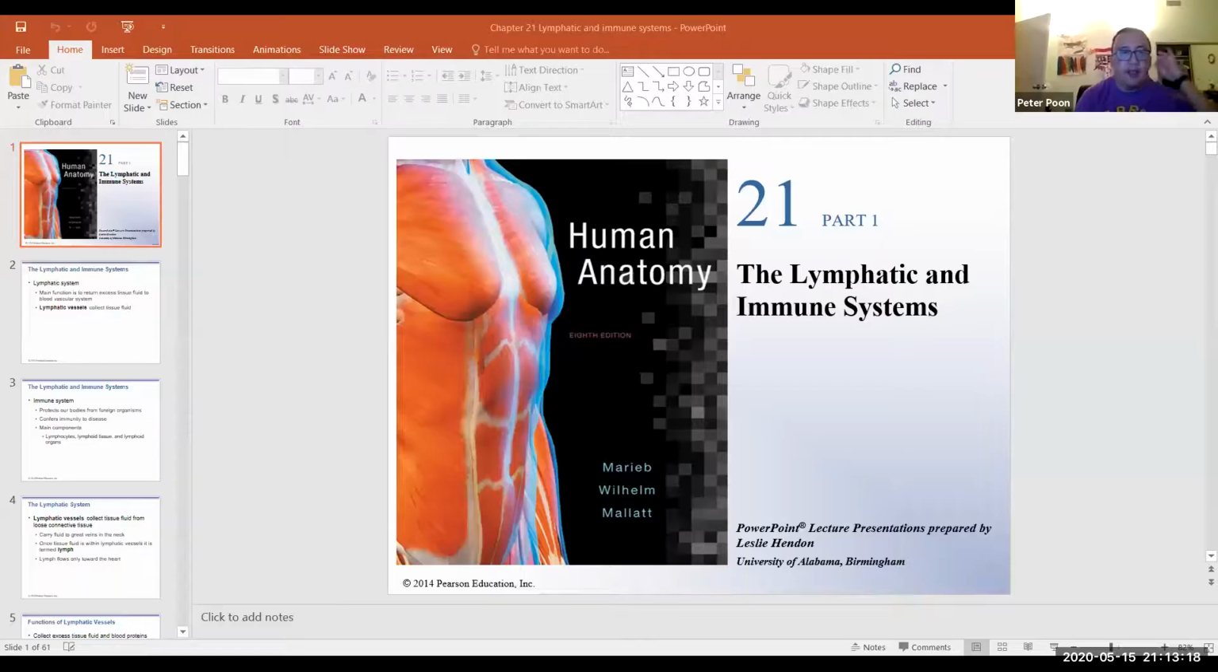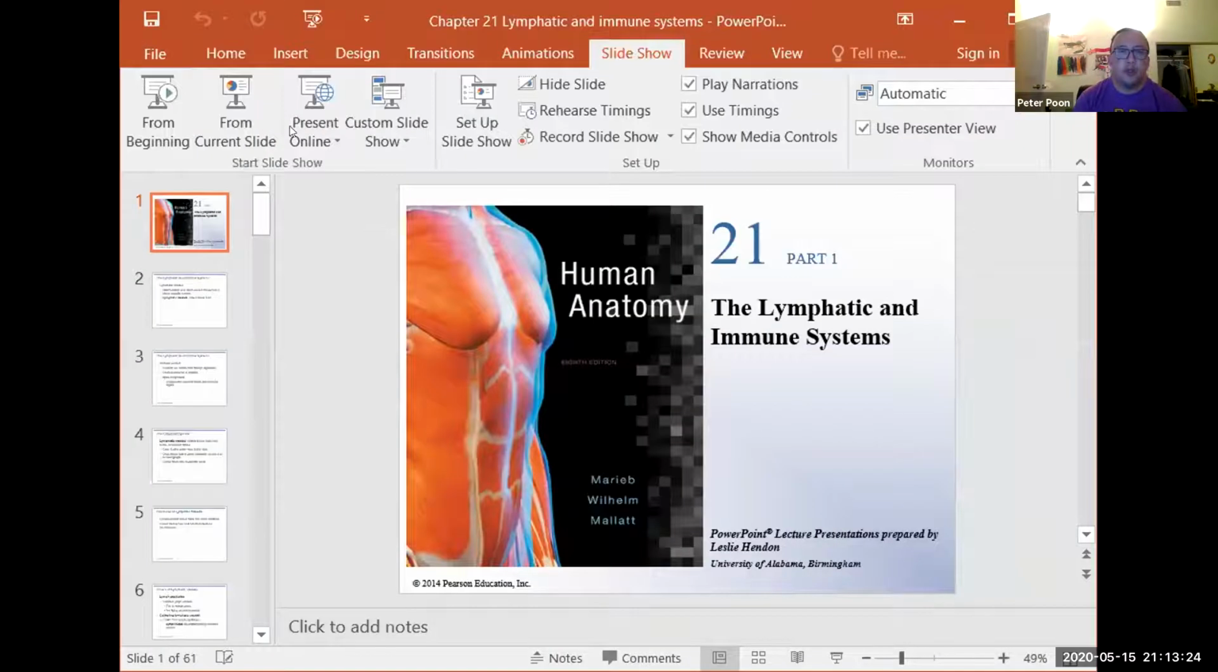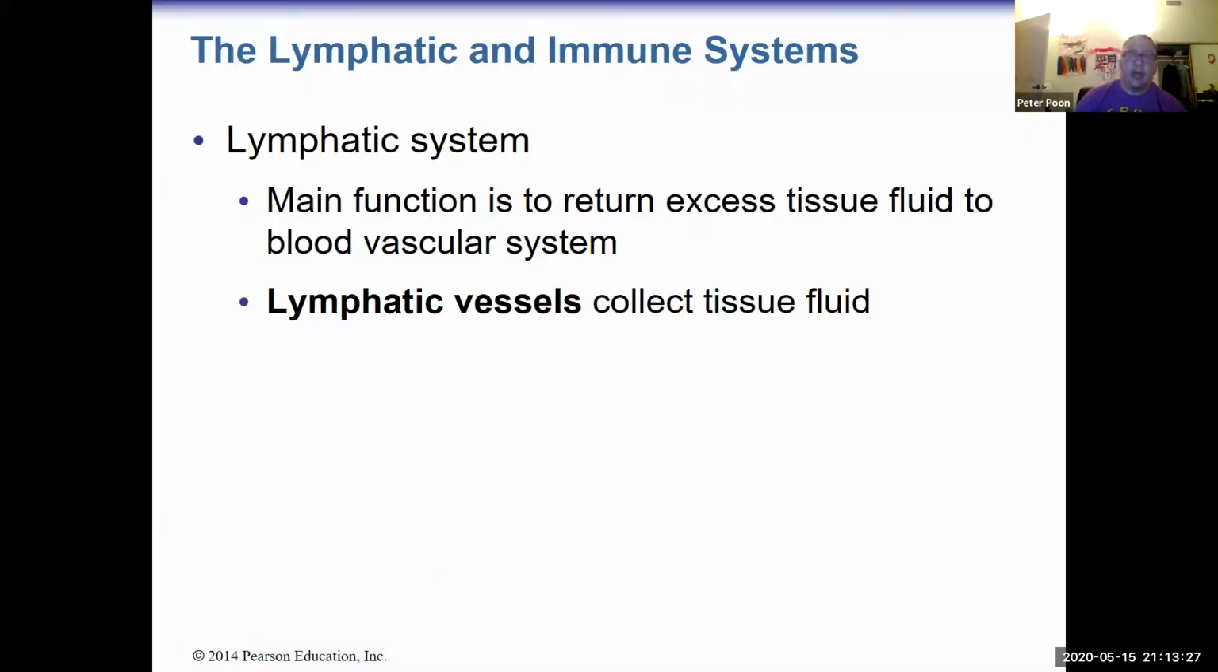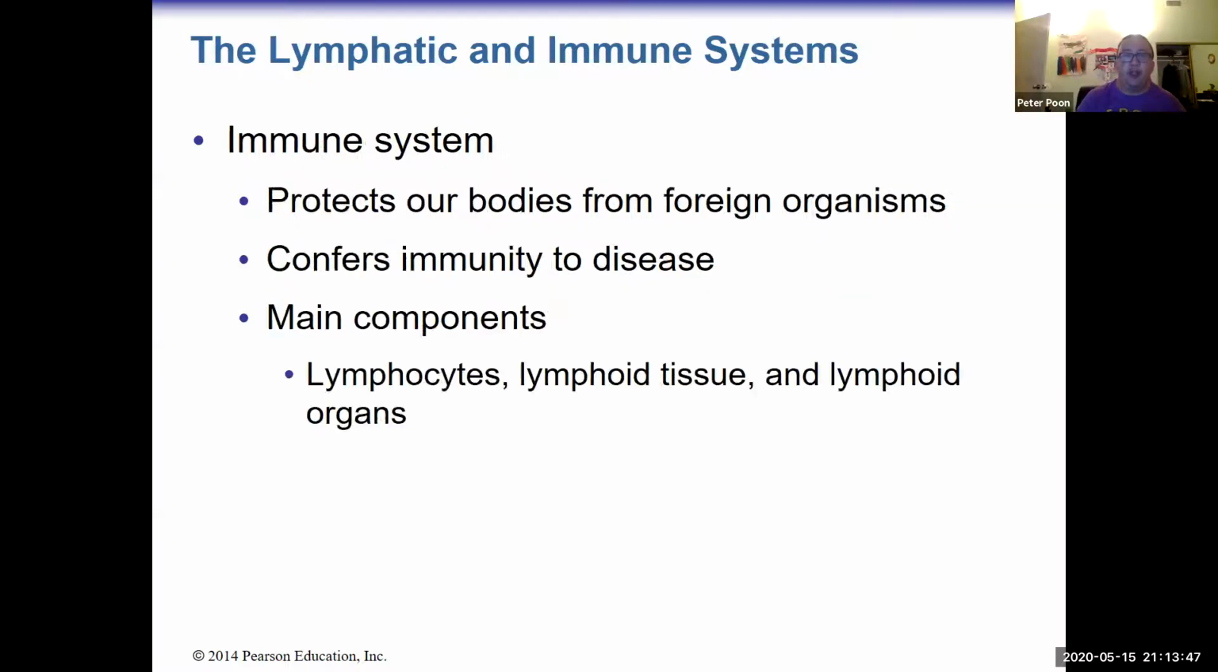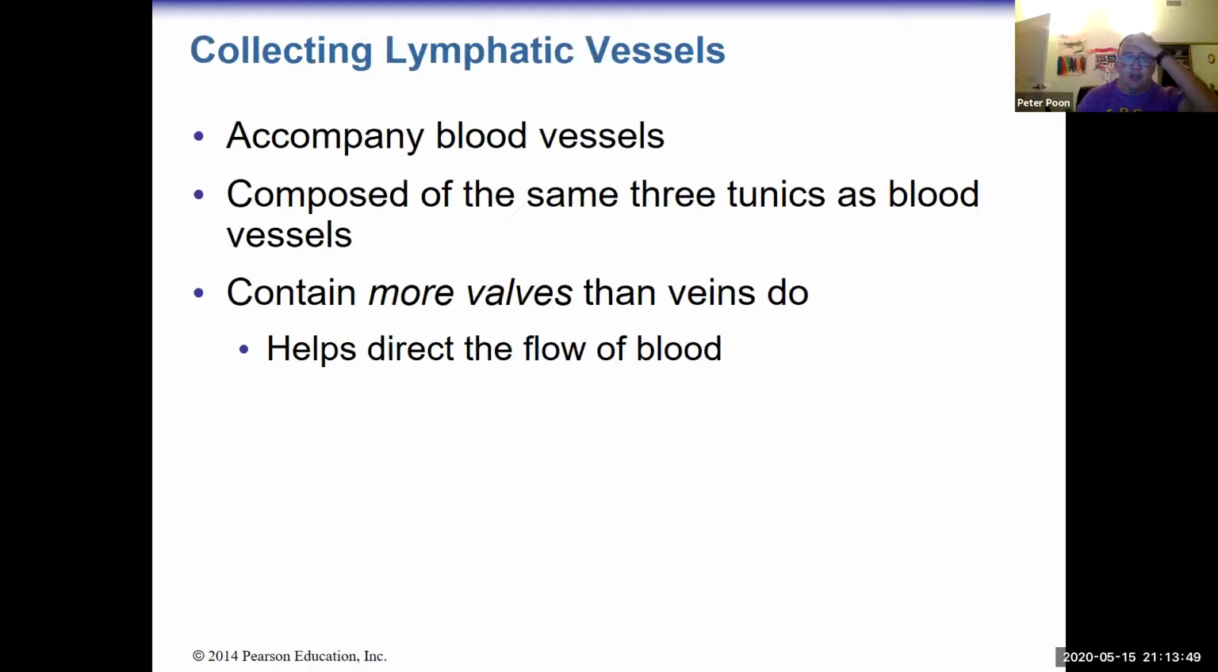Okay, the lymphatic system. The original purpose of the lymphatic system is to return the excess fluid from the blood's vascular system. So the capillaries in the vascular system leak, right? Just a little bit, right? And so the lymphatic vessels collect the tissue fluid. So let's look at a picture of what that does.